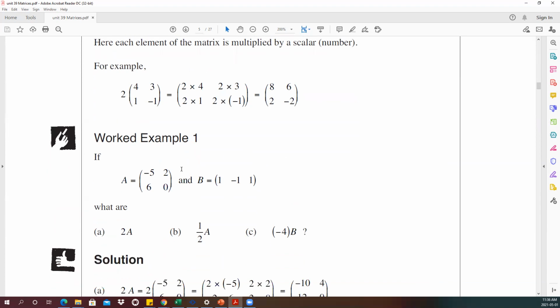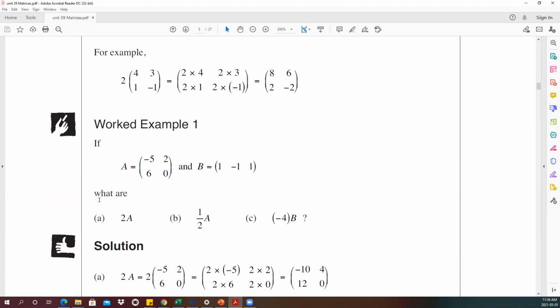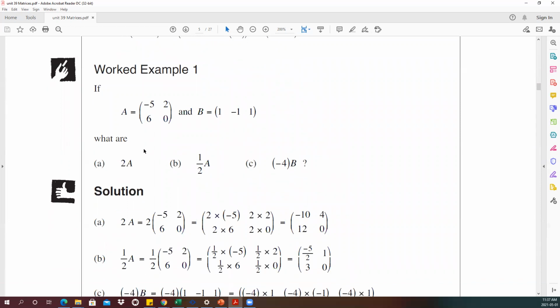So work example 1. If A is equal to this, and B is equal to this, then they ask, what are 2A? So 2A is just to multiply each element. What's half A? It's just half multiplied by each element. And then minus 4B, minus 4 multiplied by each element. So you have minus 4 here, positive 4, minus 4 when you multiply. Right? So straightforward as they come.